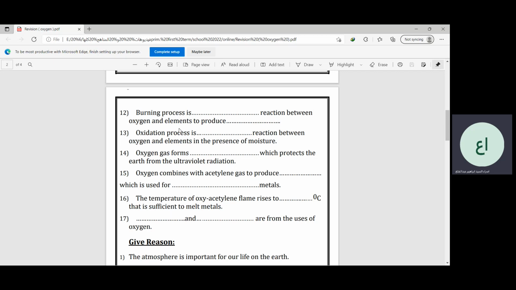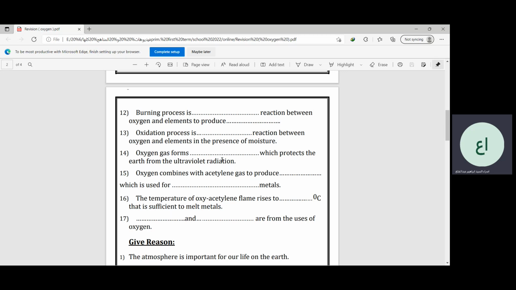Okay. Number 13. Oxidation process is slow combination or slow reaction between oxygen and elements in the presence of moisture. Okay. or humidity or ممكن يقول moist environment.